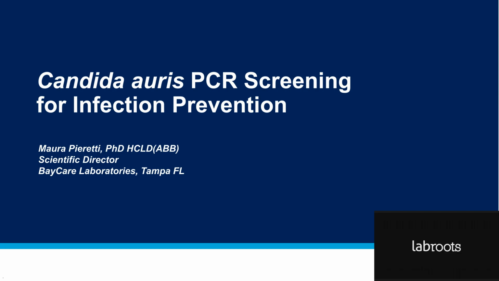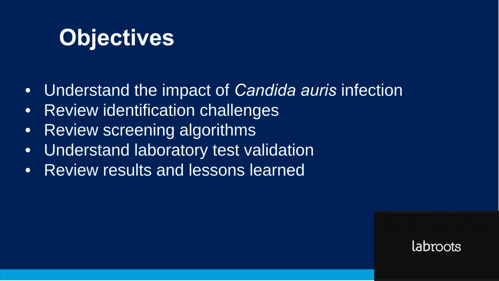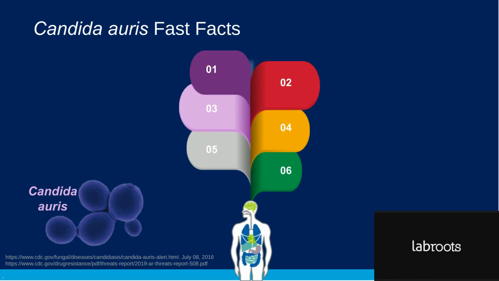So we will start by describing the impact of this relatively newly identified yeast and why this topic is so relevant and so serious. We will review identification challenges and review recommendations for screening algorithms. We will also go over how we implemented these algorithms, our laboratory test implementation and validation, and review the data that we have accumulated so far. I'd like to start by reviewing a few facts about Candida auris.